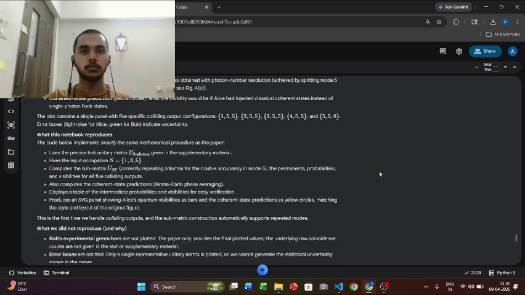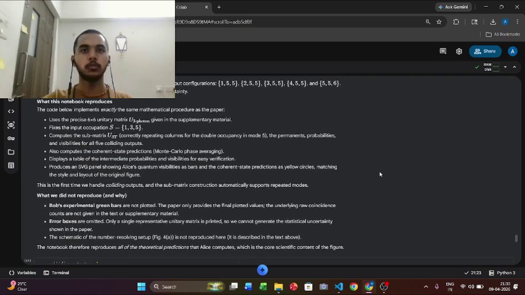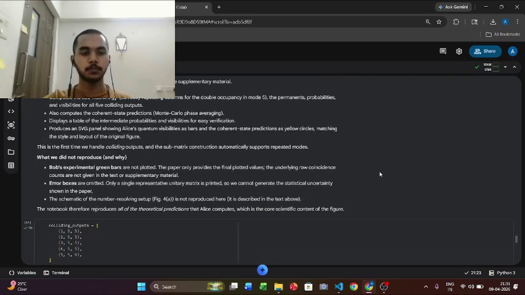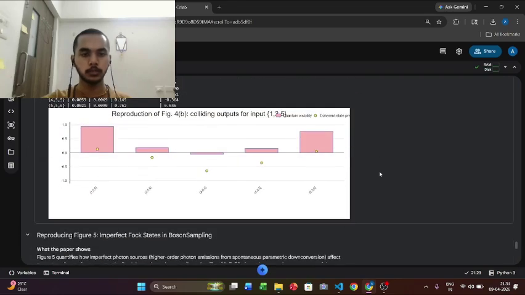So this cell is useful because it shows that the formalism still works even when the output is more complicated than a simple one photon per mode case. It makes the notebook feel more complete, and it also follows the structure of the paper closely. This is where we see figure 4b.